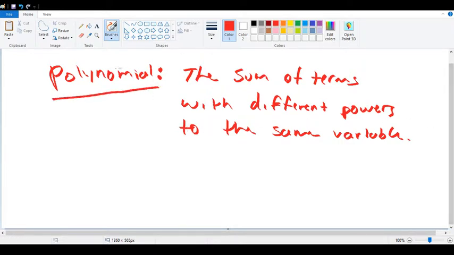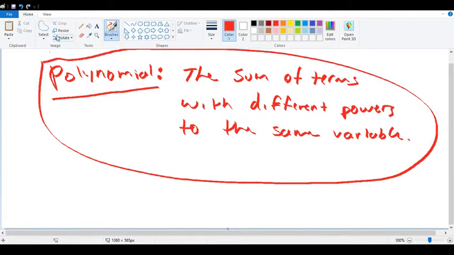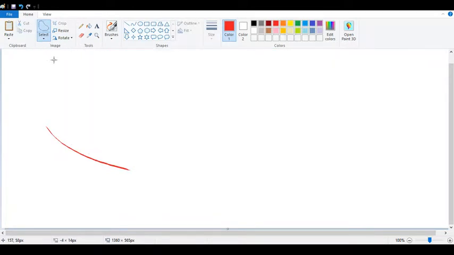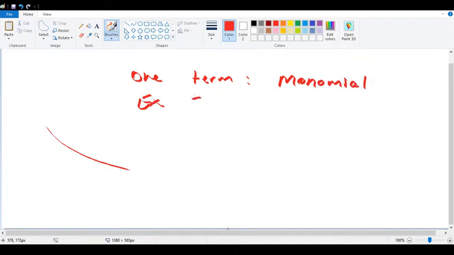Now, there are different types of polynomials. For example, if I consider a polynomial with only one term, this is called a monomial. Example would be something like this: 5x, one term.